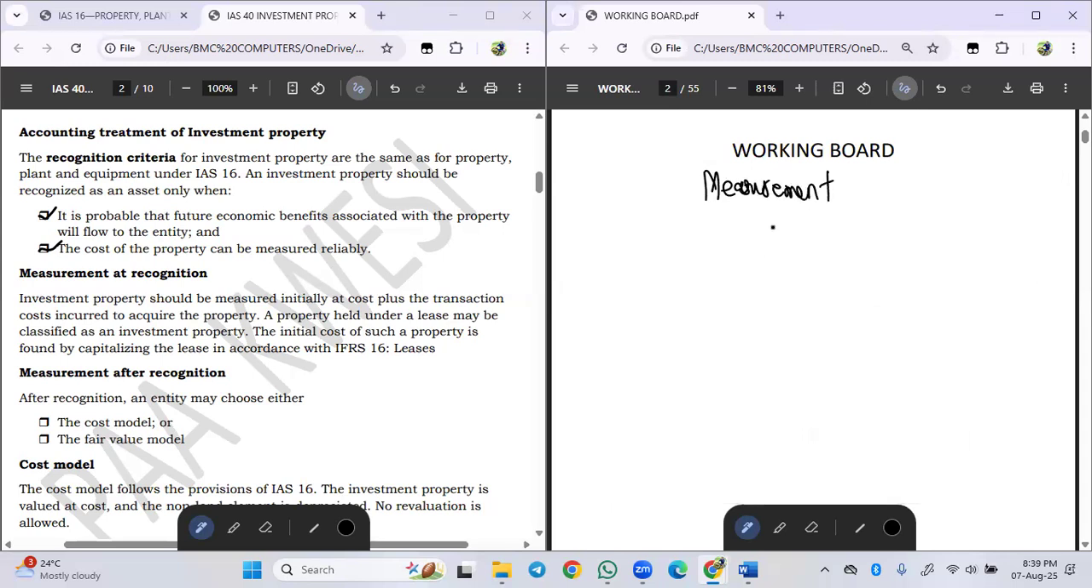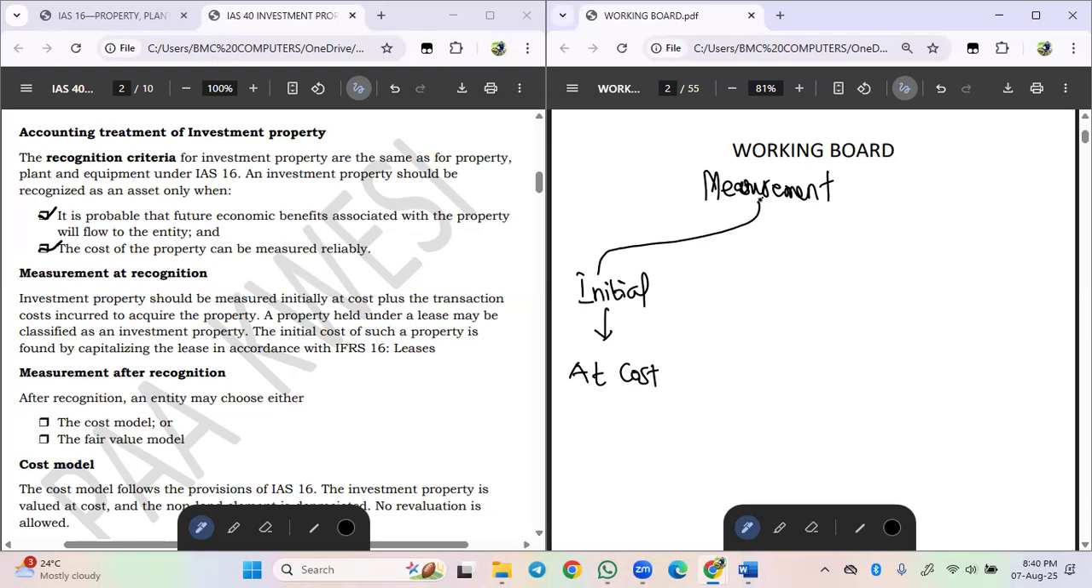Now, let me talk about the measurements. How do we measure it? The initial one, we are saying that you measure it at what? Cost. And we know what this means. That one is the same as PPE. The cost less the accumulated depreciation, then your answer will be the carrying amount. And that amount is what you are going to measure it at in your financial statement.